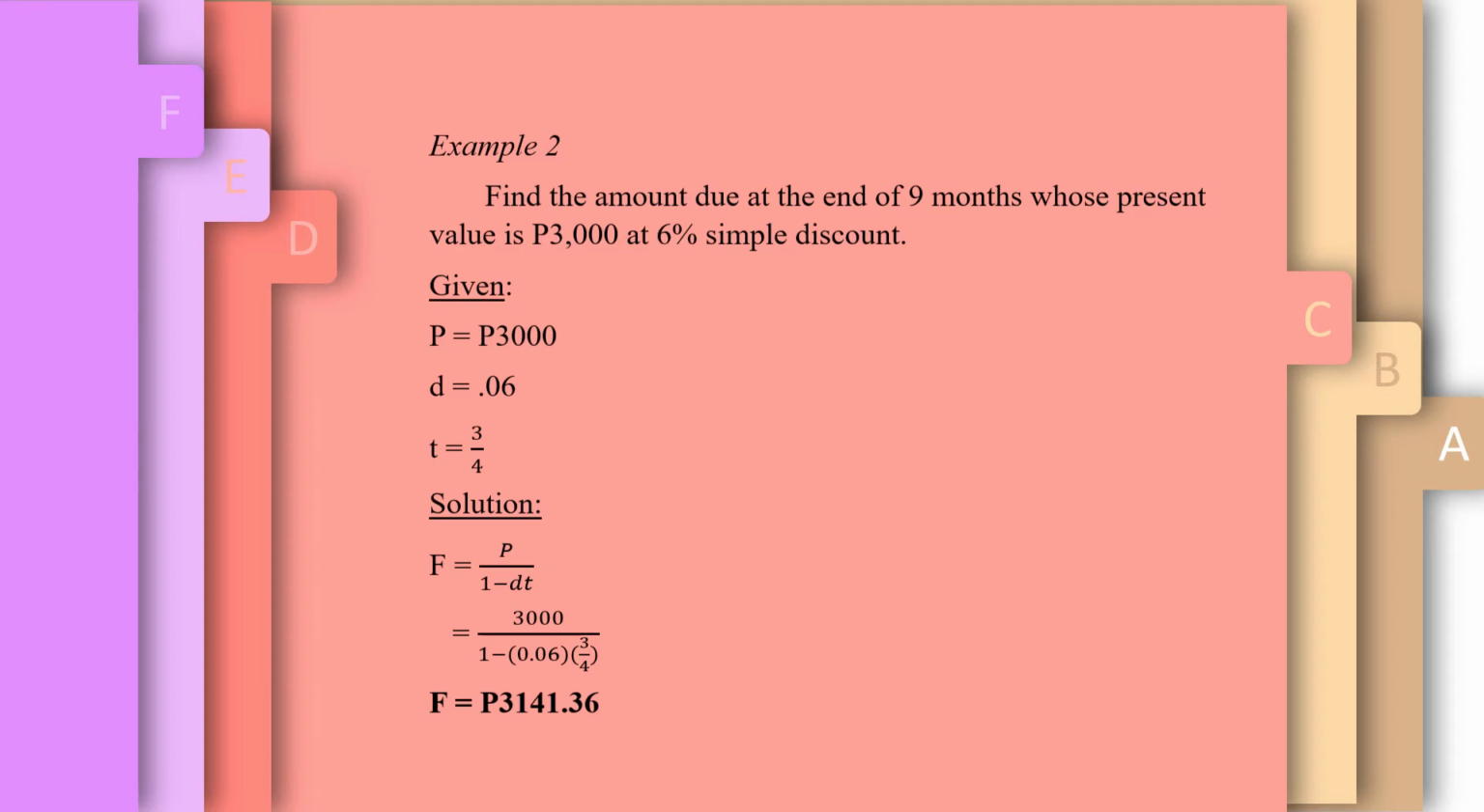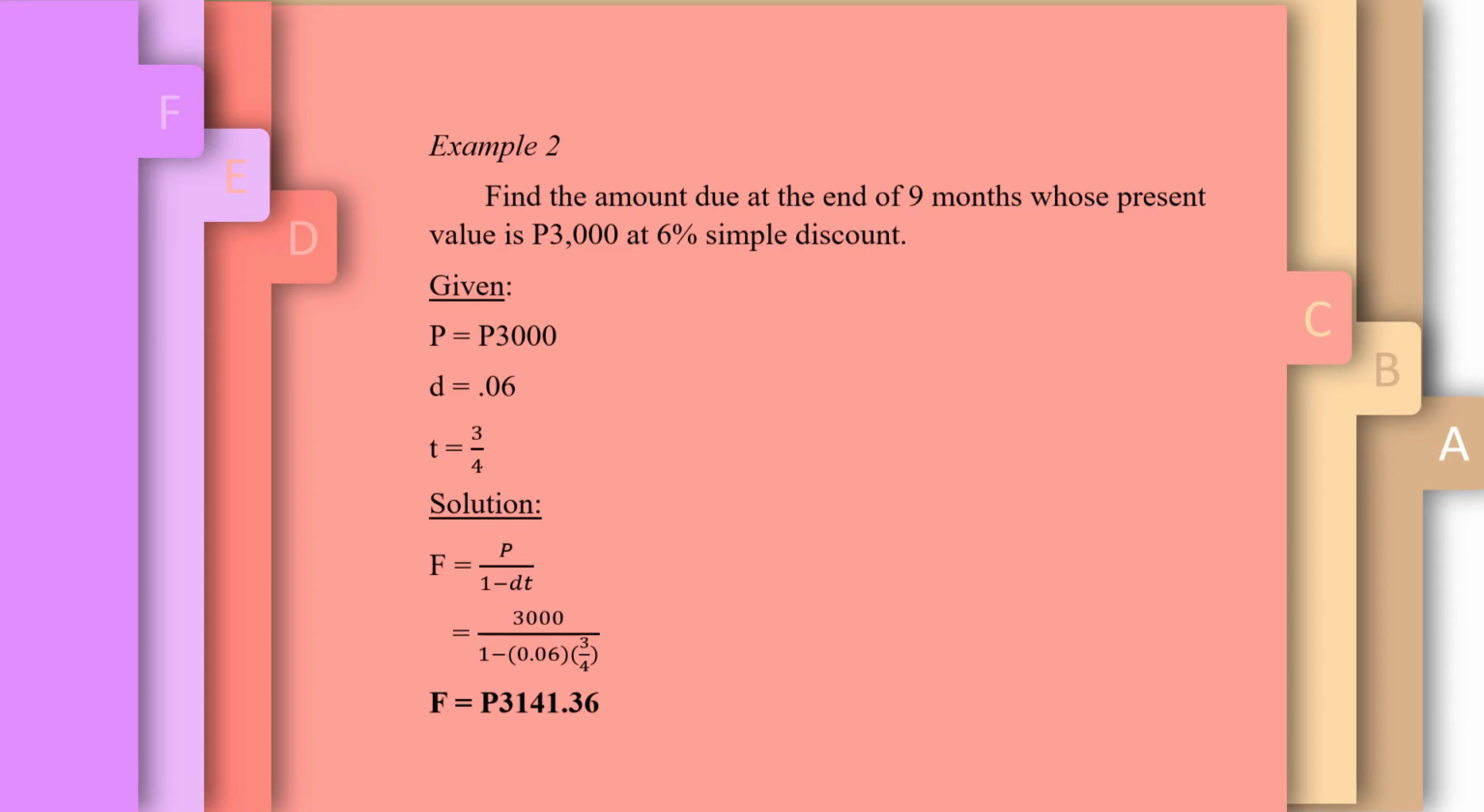We have here another example. Find the amount due at the end of 9 months, whose present value is 3,000 pesos at 6% simple discount. So again, let's get the given. 9 months, which is not yet the time. We have to convert months into years. So in 1 year, there are 12 months. So it should be 9 over 12. And that is 3/4 or 0.75. Another given is 3,000, which is the present value or the principal.